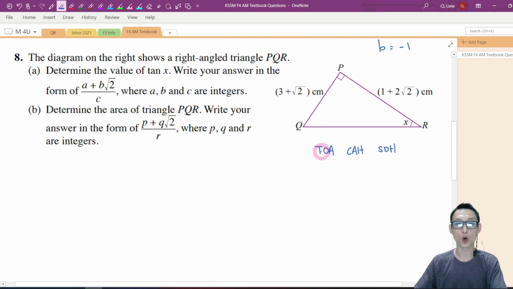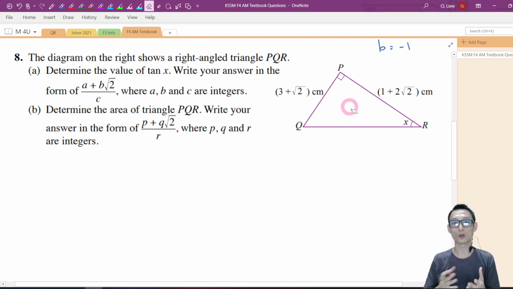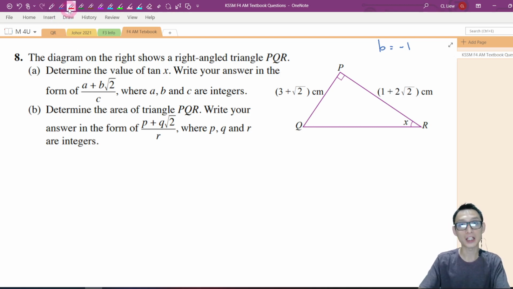Tangent is equal to opposite side divided by adjacent side. Cosine is equal to adjacent side divided by hypotenuse, and sine is equal to opposite side divided by hypotenuse. Sometimes students will get confused between the adjacent side and the opposite side. So you need to be more careful when you want to determine which side is adjacent side, which side is opposite side. It depends on the position of the angle.